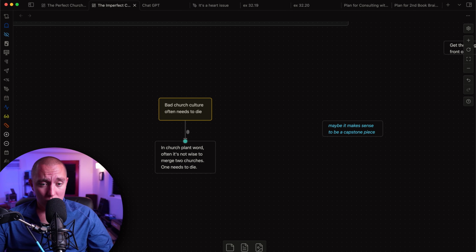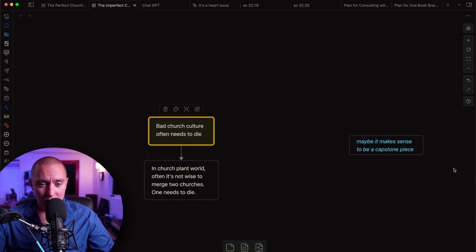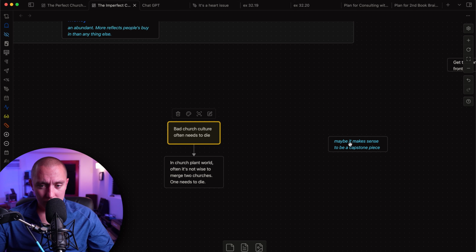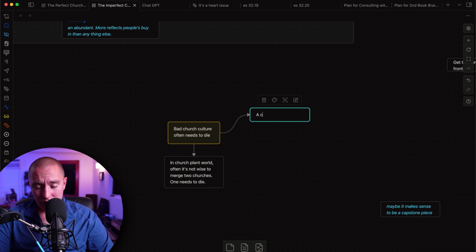In the church plant world, often it's not wise to merge two churches. One often needs to die. So I think the idea here is that sometimes a reset is needed. So we would maybe say a church can get to a place where it's past the point of critical mass.